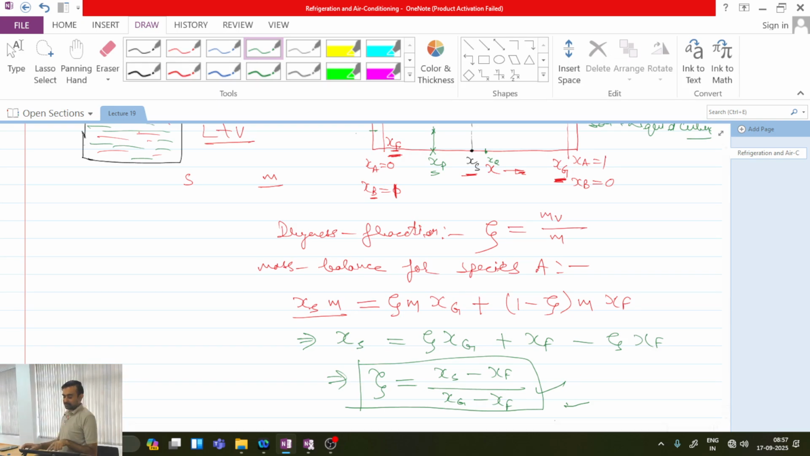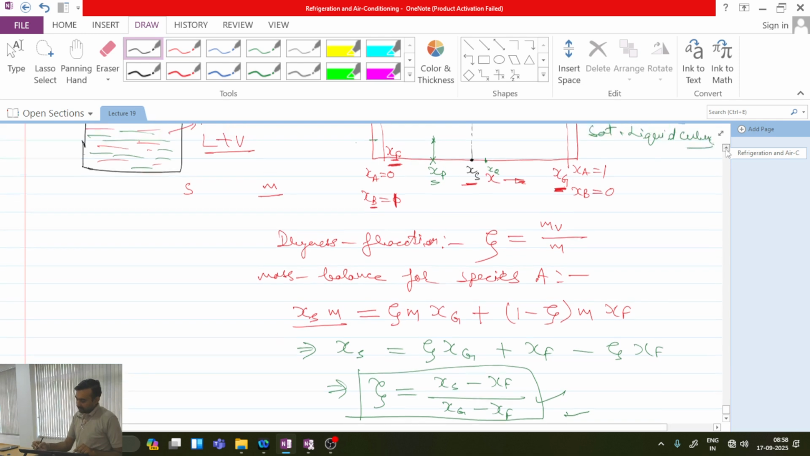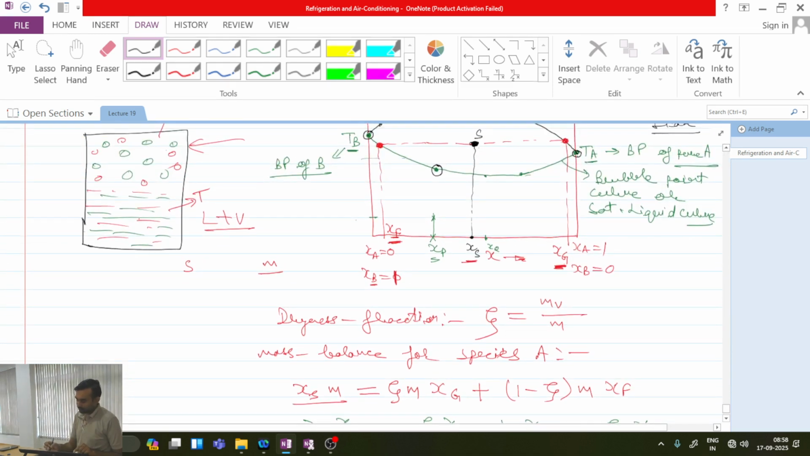How I have written this mass balance, is it clear to you or not clear? Shall I explain it again? Okay. First you tell me, if I have some state which has liquid plus vapor and overall composition Xs, where Xs is the composition of species A, then what will be the mass of species A present over here? Xs into M. Now this mass is divided into two parts. Part of the mass is present in the liquid state, part is present in the vapor phase.